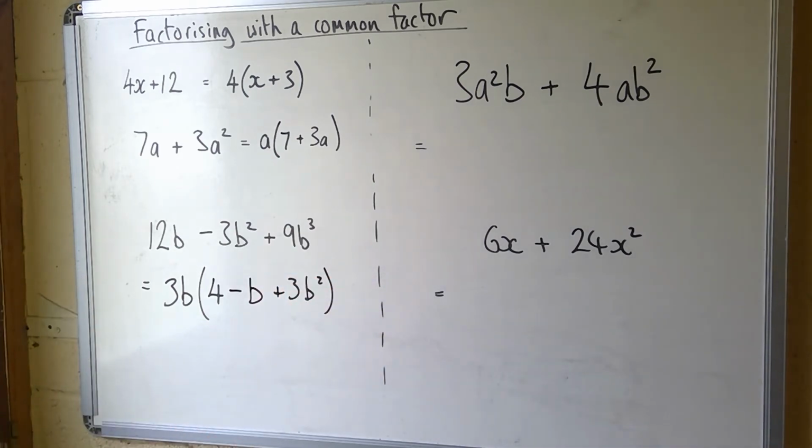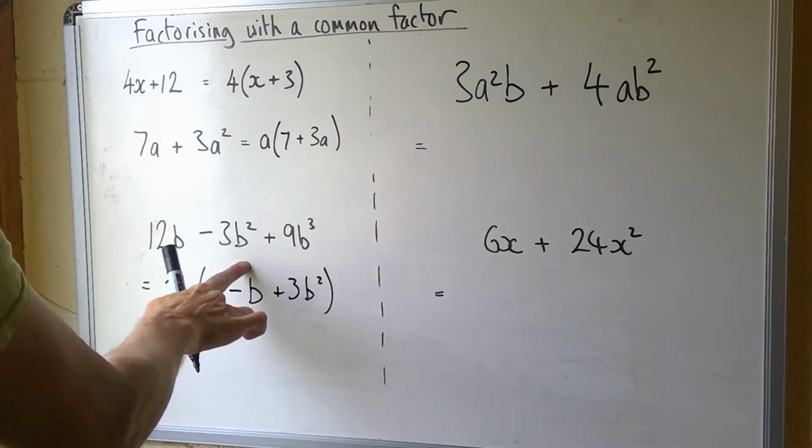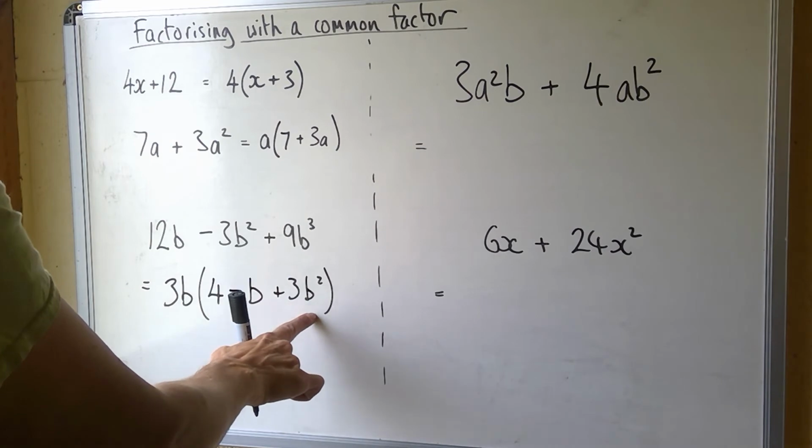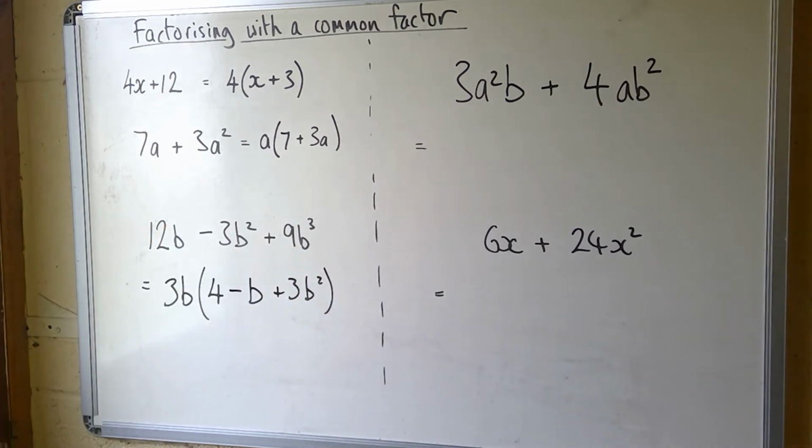Once again, you can check by expanding. 3b times 4 is 12b. 3b times negative b is negative 3b squared. And 3b times 3b squared will be 9b cubed.